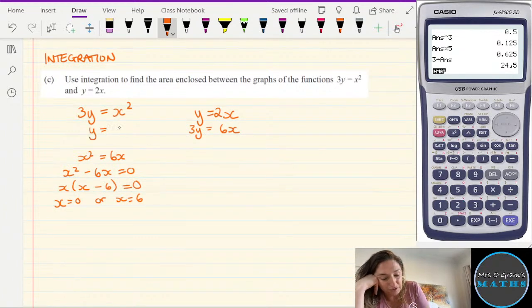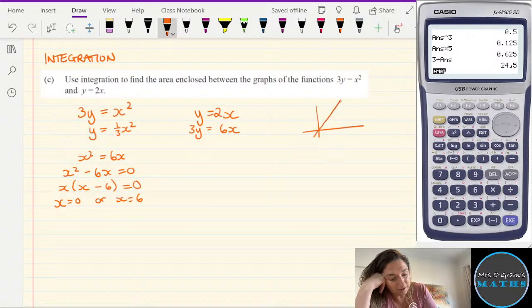I'm also going to write this one as a third x squared so we can picture what this looks like. Sometimes it can help you to draw a little sketch in your mind so you know what you're talking about. So y equals 2x is a straight line like this, and y equals a third of x squared is going to be a parabola, something like this. In fact, I think it's going to sit more underneath like that. Yep, there we go, because then we've got our 2 points of intersection. So now we're integrating to find the area between them, just here.